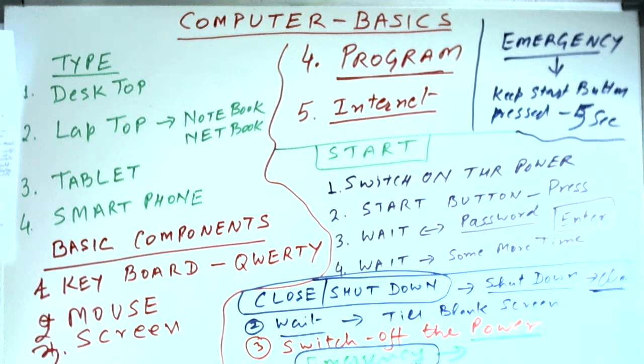We will learn more about the keyboard, mouse, screen and programs in subsequent videos. Then we learned how to start a computer and how to shut down a computer. So both processes require up to 1 minute. So they have to be done patiently. And we have also learned that it is important to shut down computers systematically. And last but not the least is we also learned how to press the emergency brake.